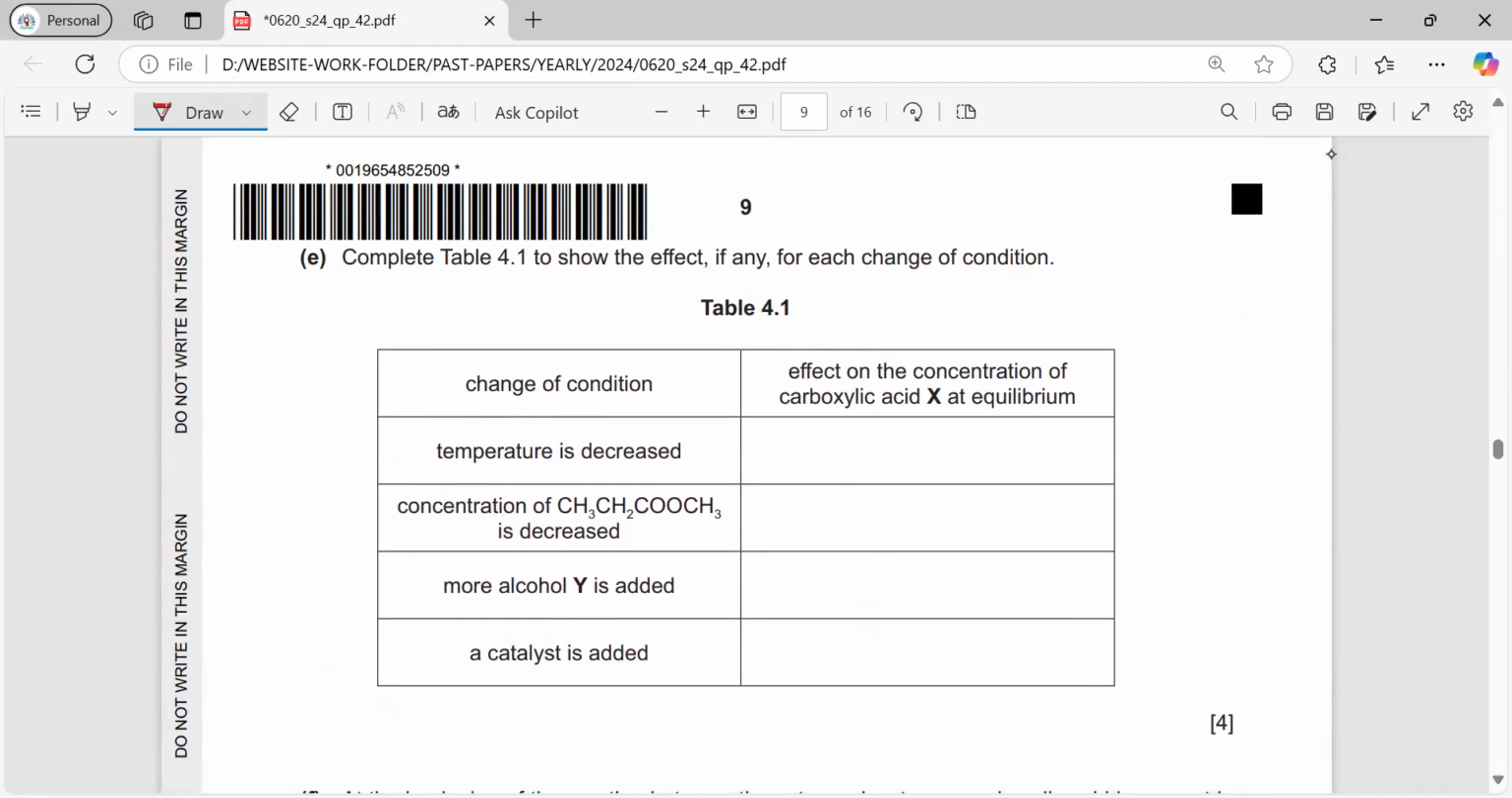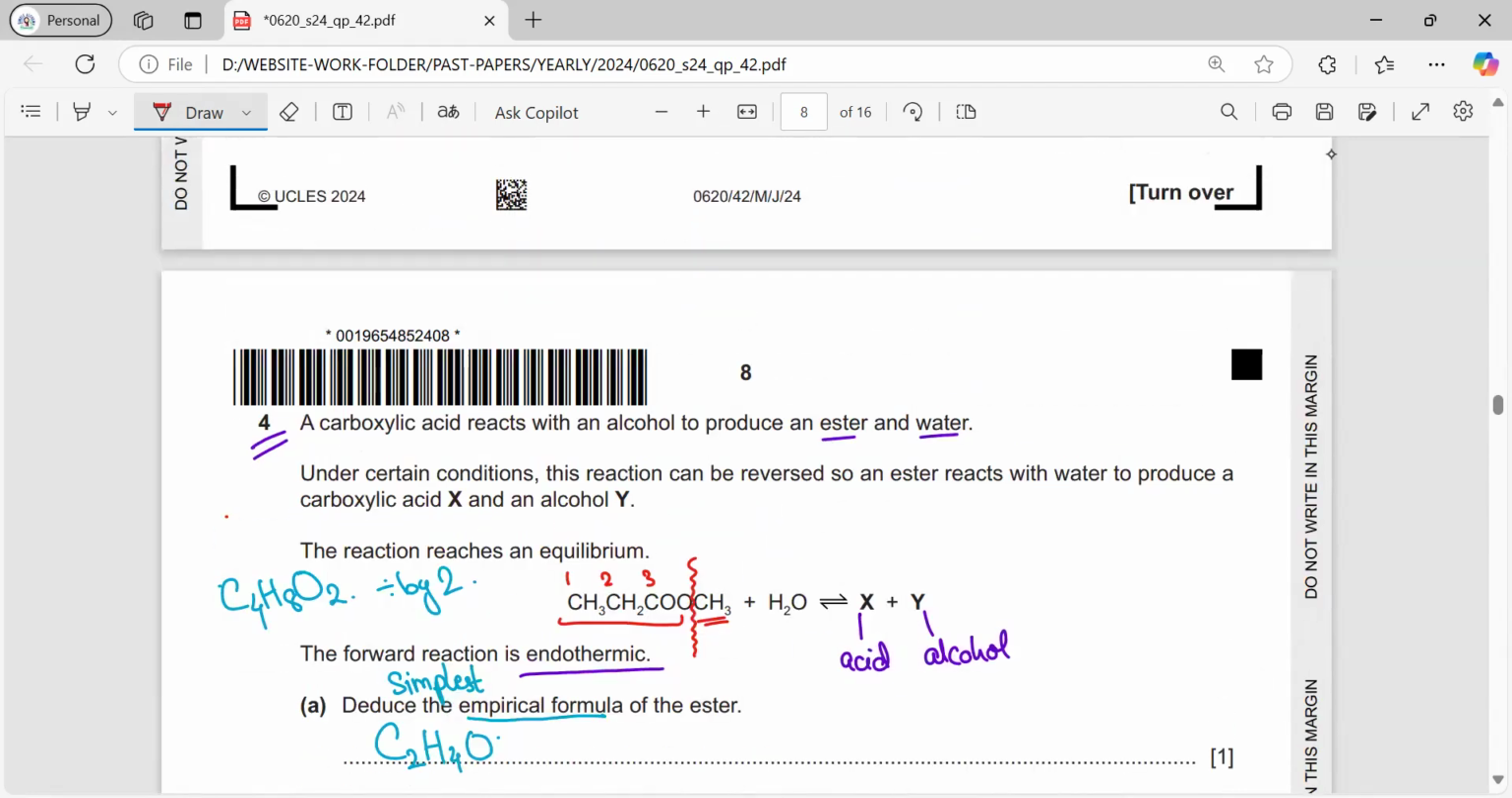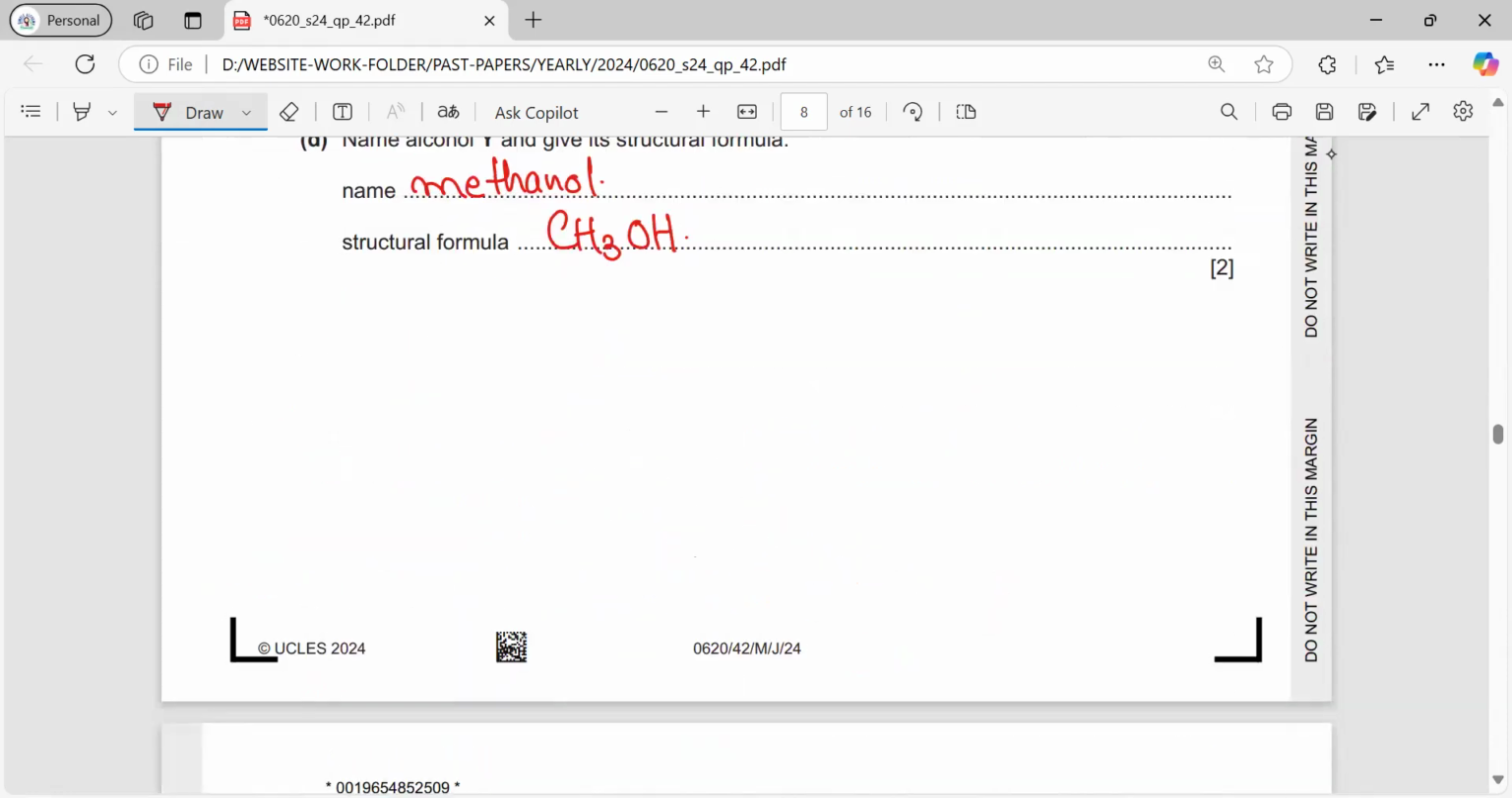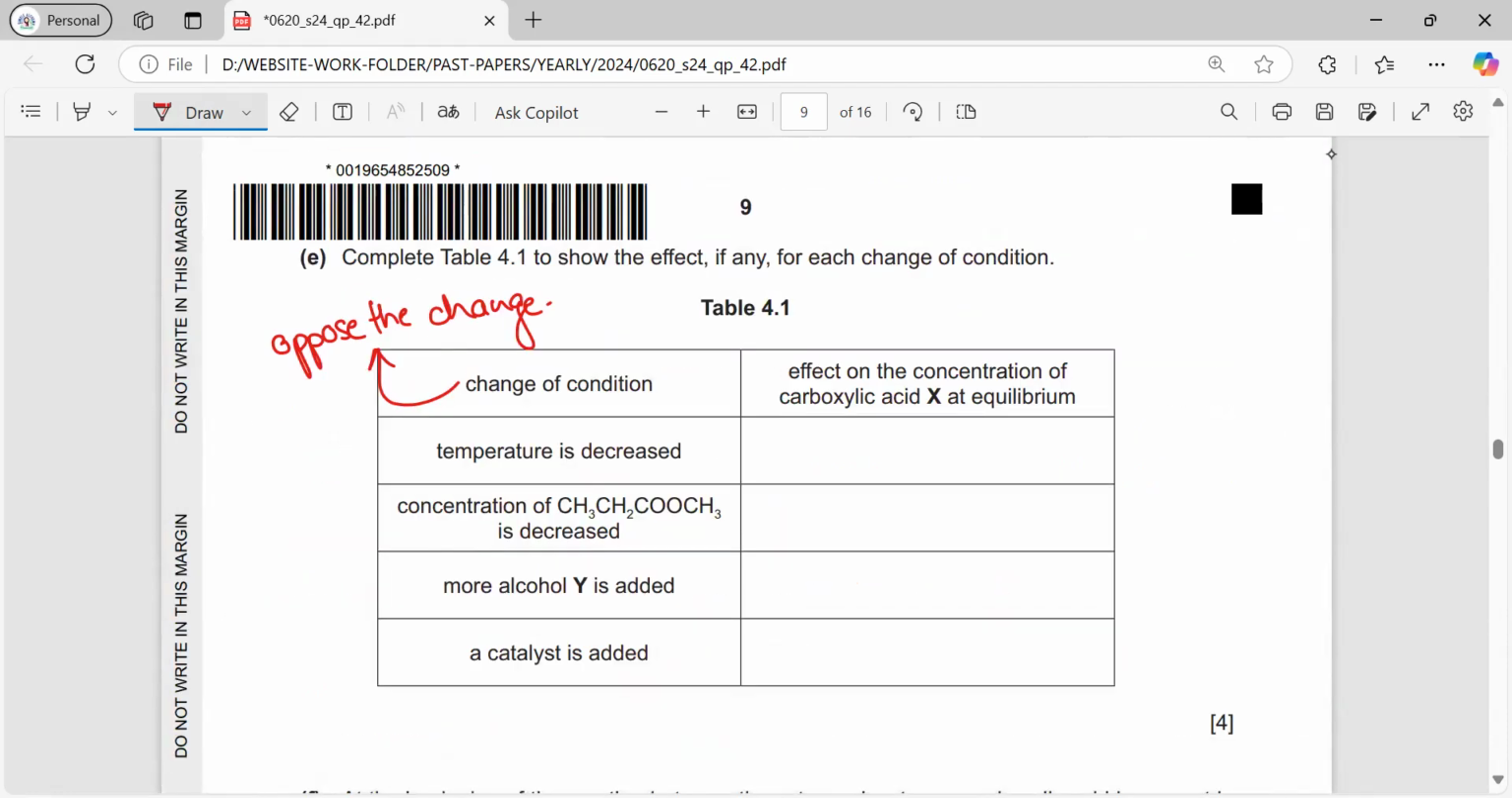Next question is complete the table to show the effect, if any, for each change of the condition. Now, when we change the conditions, we know that if a system is reversible and it is in equilibrium, then whatever change we do, the system will act to oppose the change. According to Le Chatelier's principle, it will always do the opposite of whatever change is done. So this reaction is in equilibrium, and we are making certain changes. So let's see where the system will shift and what happens to the concentration of carboxylic acid.